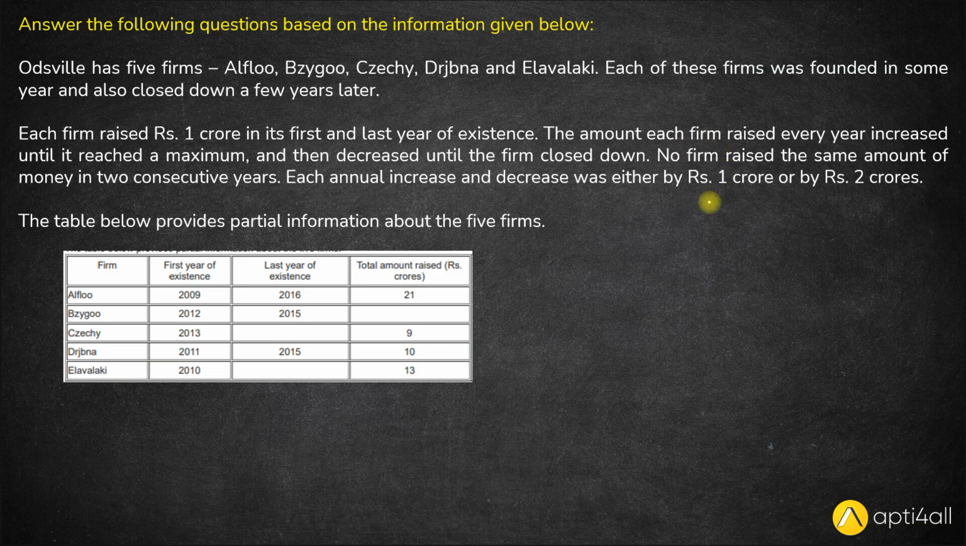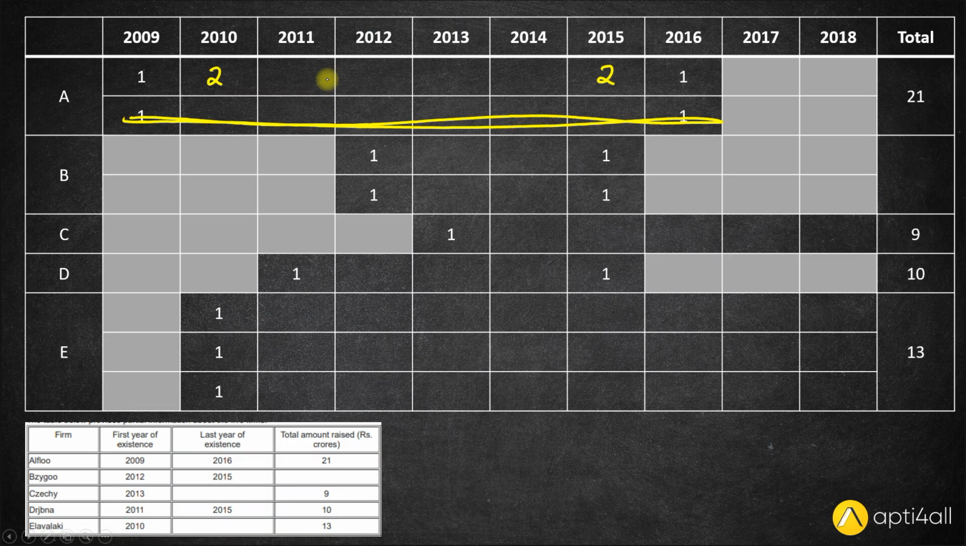See, the change in amount raised is either 1 crore or 2 crores. So this can be either 2 or 3. This also can be either 2 or 3. A decrease of 1 crore is possible, a decrease of 2 is possible. Here also an increase of 1 crore or an increase of 2 crores is possible. But currently I am taking a case where you raise the minimum possible amount for A.